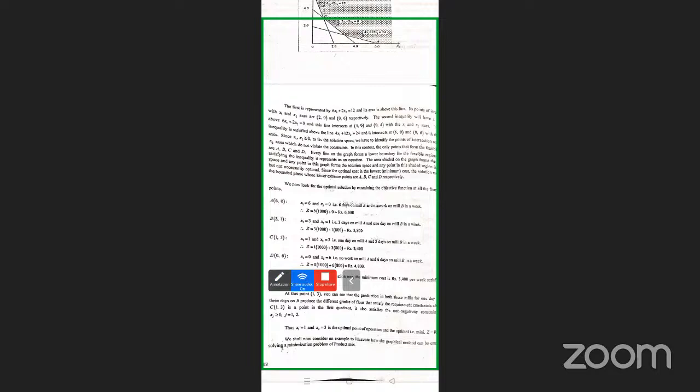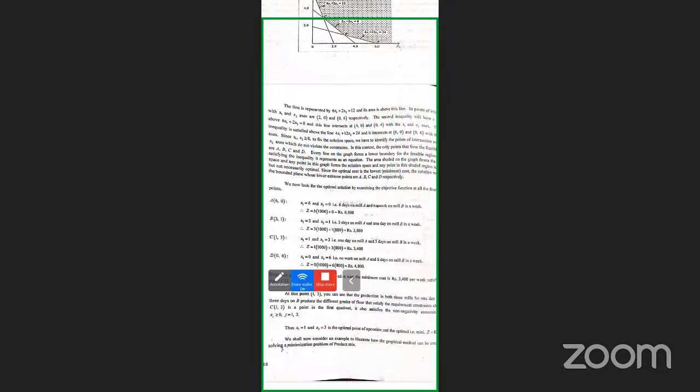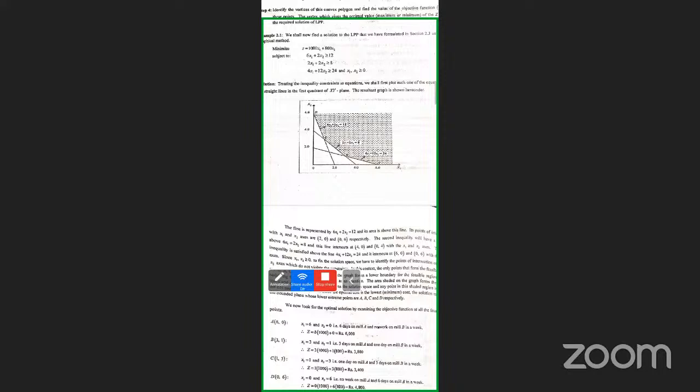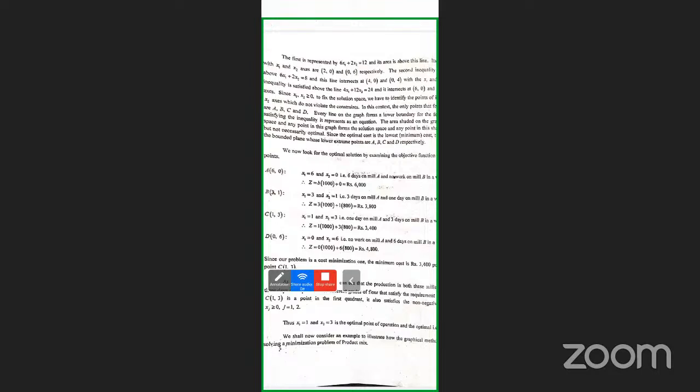Starting equation, 1000 into x1 plus 800 into x2. That is minimum of Z in question. Substitute A point, B point, C point, D point here. So each and every point we are getting values. First point, A point, minimum of Z is equals to 6000. Next B point, 3 comma 1. x1 is equals to 3, x2 is equals to 1. So minimum of Z is equals to 3800.